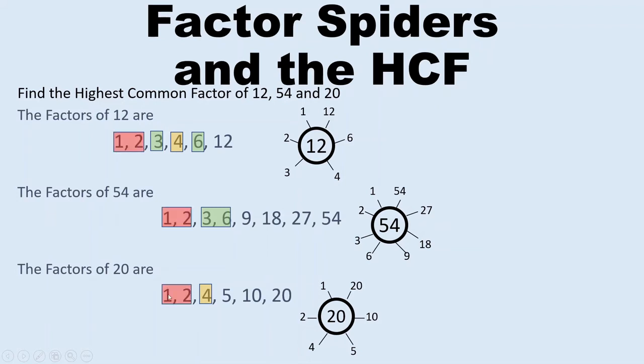Remember, all numbers can divide by 1, so we can always find a common factor, but we're looking for the highest common factor. And the highest factor that all three numbers have in common is 2. So the highest common factor of 12, 54, and 20 is 2.